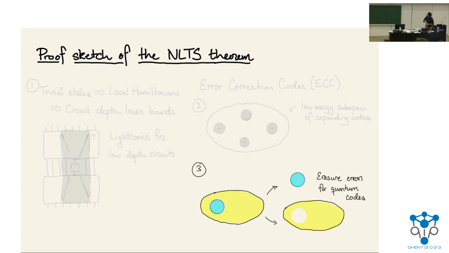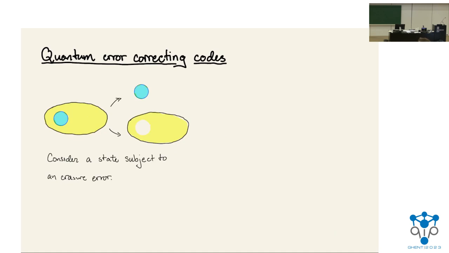And for that, we're going to go to our third idea of erasure errors. Okay. So let's now put a little quantum back in this picture and say, hey, if you have a quantum error correcting code, and you have an erasure, let's just notice that this naturally induces local indistinguishability. So that's another reason why we should think of error correcting codes when we think of NLTS.